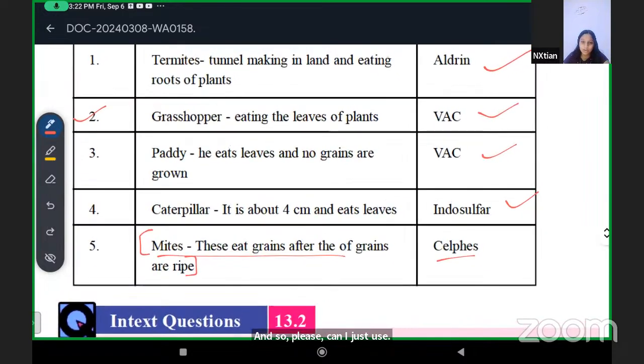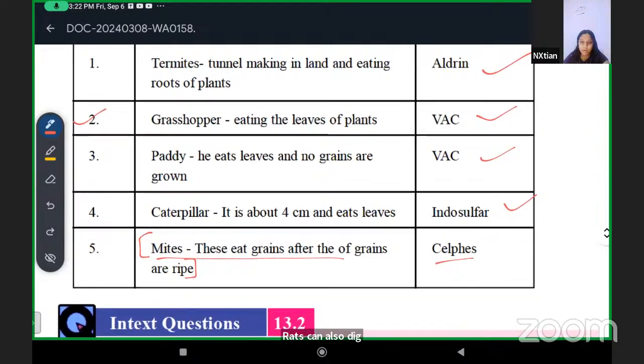Rats can also dig in soil and they eat plants like tapioca.